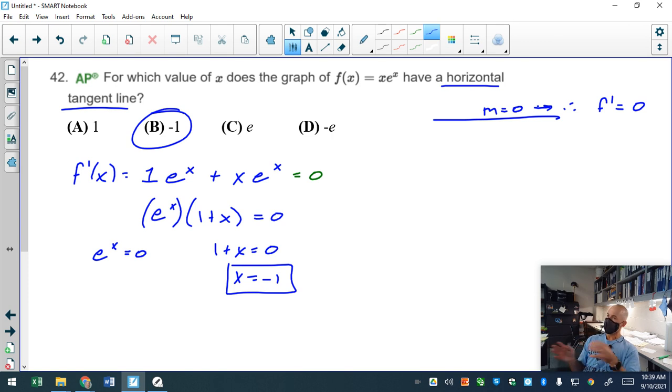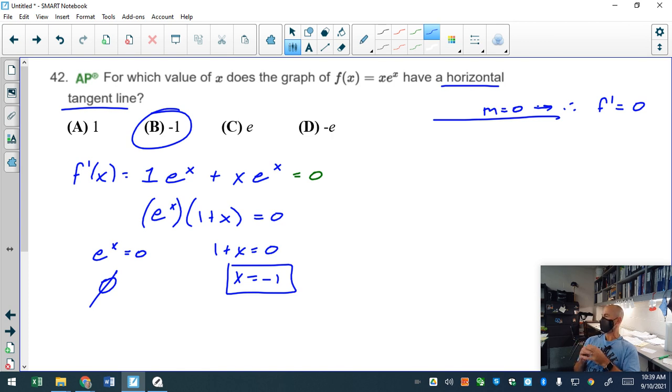But why did they ignore e to the x? When does e to the x equal 0? It doesn't. Remember, the graph of e to the x is always above the x-axis. It never does hit the x-axis. There's no solution there. So x equals -1 is the only place. And we call that a critical point. It's so important, it has a name, the critical point.